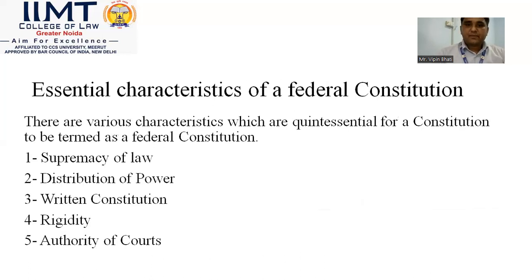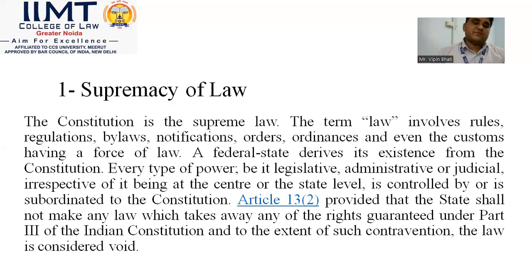Okay. So what are the essential characters? There are five characters. Number 1 is supremacy of law. Second, distribution of powers, जो अभी हम डिस्कस कर रहे थे। थर्ड है हमारा रिटन कॉन्स्टिट्यूशन, फोर्थ है रिजिडिटी एंड फिफ्थ है अथॉरिटी ऑफ फोर्स। सो व्हाट डू यू मीन बाय सुप्रीमेसी ऑफ लॉ?